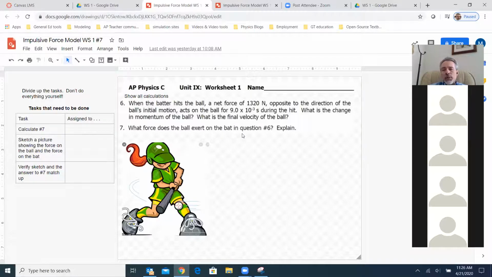So what did you guys say? Isn't it just 1320? Yeah, it's 1320, just in the opposite direction. That's just Newton's third law. Good. All right, so we're done with that one.